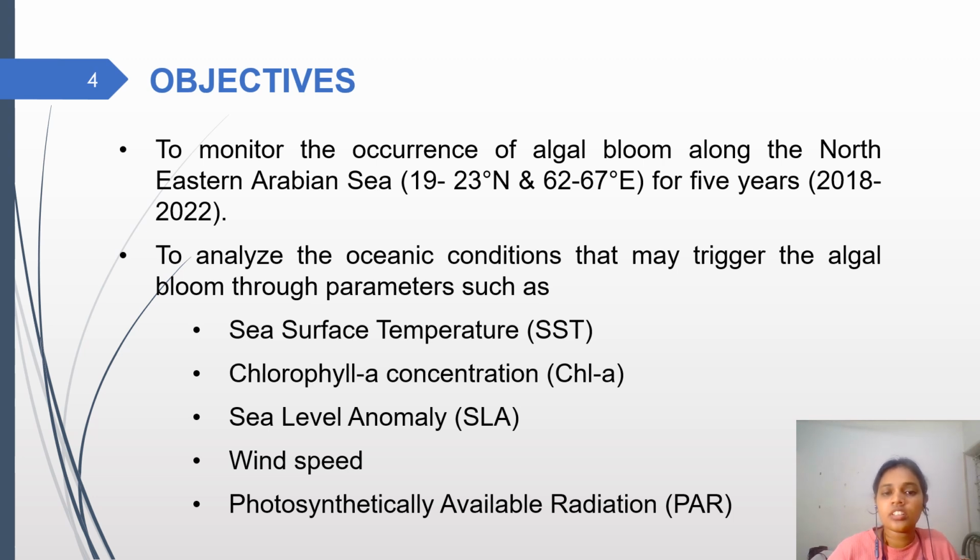First, to monitor the occurrence of algal bloom along the northeastern Arabian Sea for 5 years from 2018 to 22, and to analyze the oceanic conditions that may trigger the algal bloom through parameters such as sea surface temperature, chlorophyll concentration, sea level anomaly, wind speed, and photosynthetically available radiation.